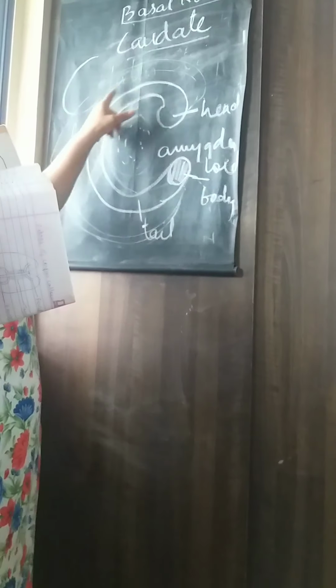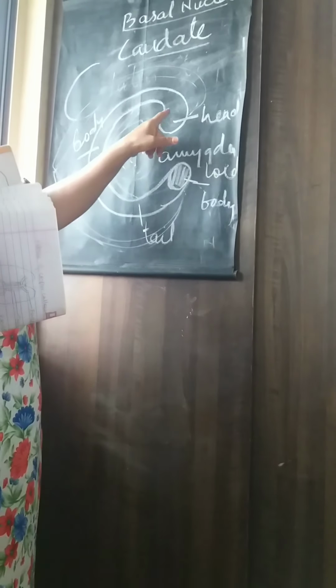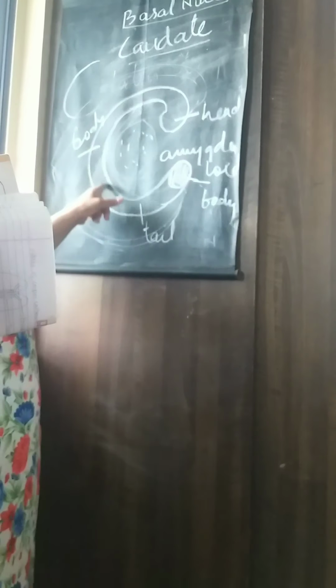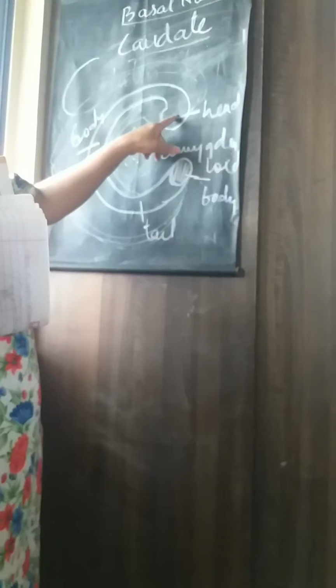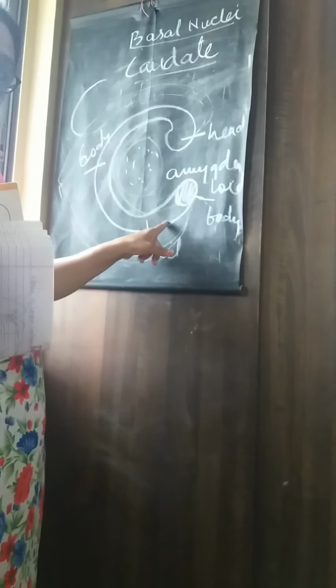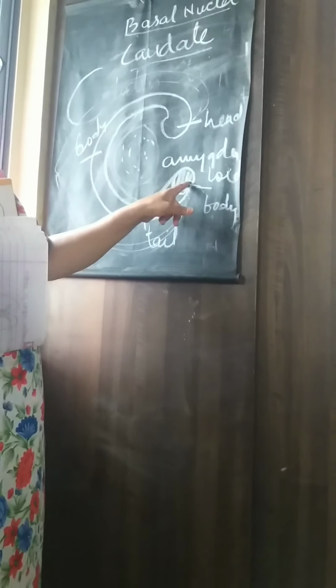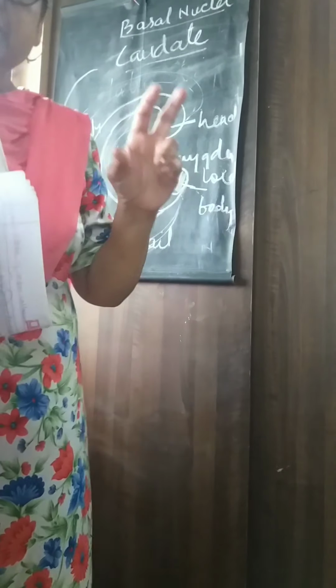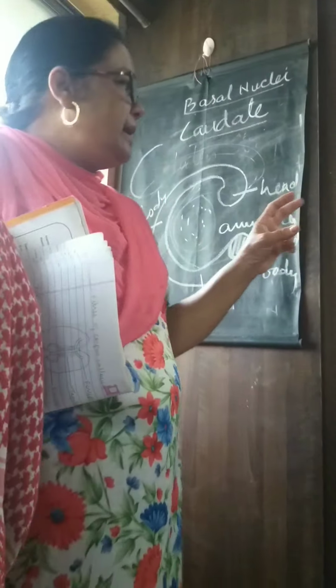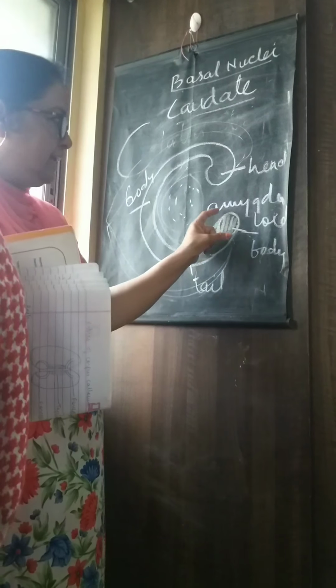and the internal capsule. The parts of the caudate nucleus are: it consists of the head, the body, and the tail. The tail end continues into a mass called the amygdaloid body.